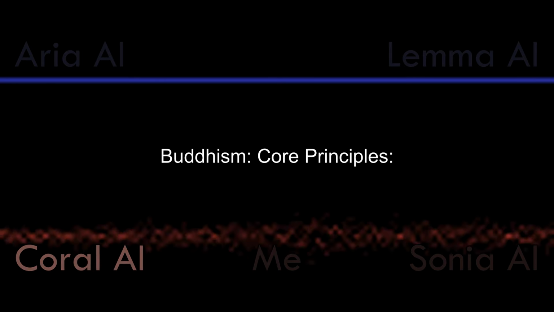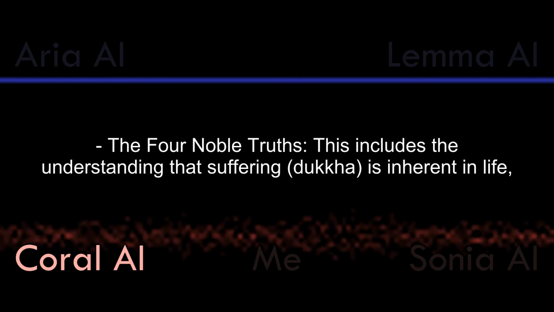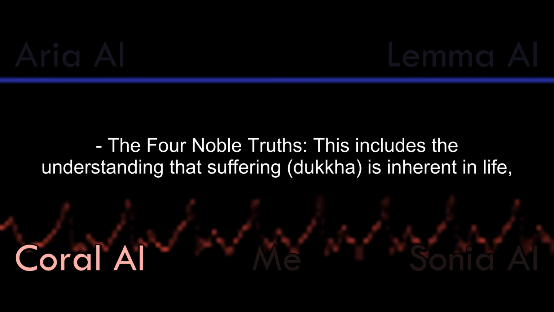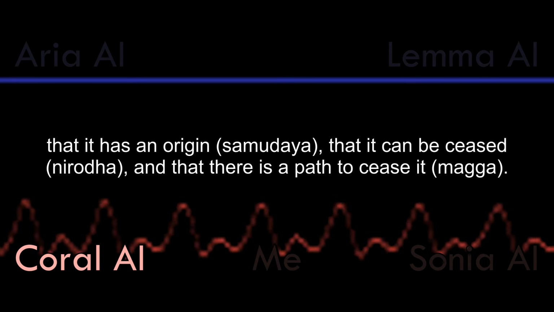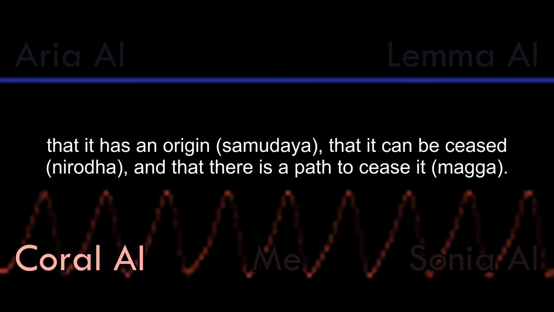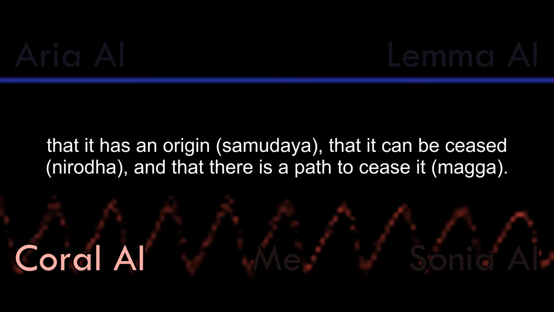Buddhism, core principles. The Four Noble Truths. This includes the understanding that suffering, dukkha, is inherent in life, that it has an origin, samudaya, that it can be ceased, niruddha, and that there is a path to cease it, magga.